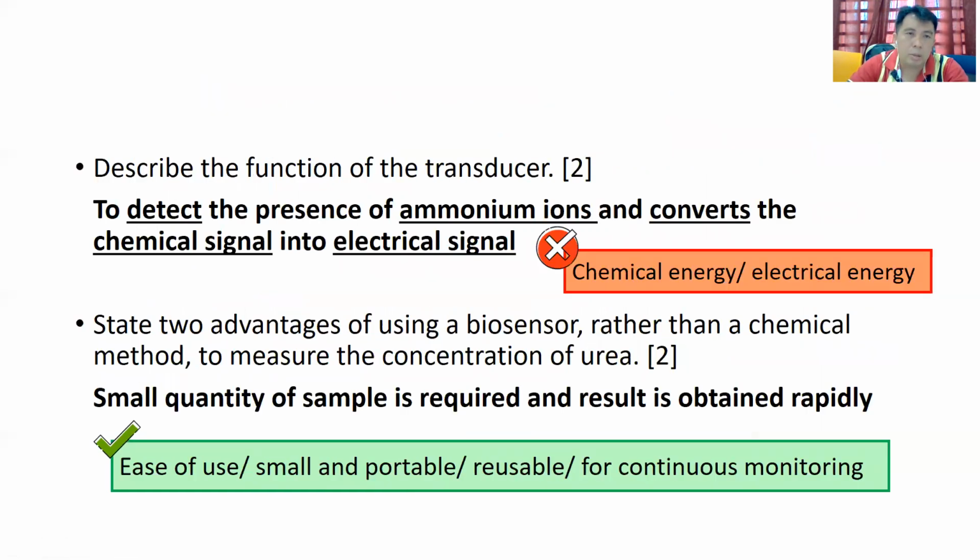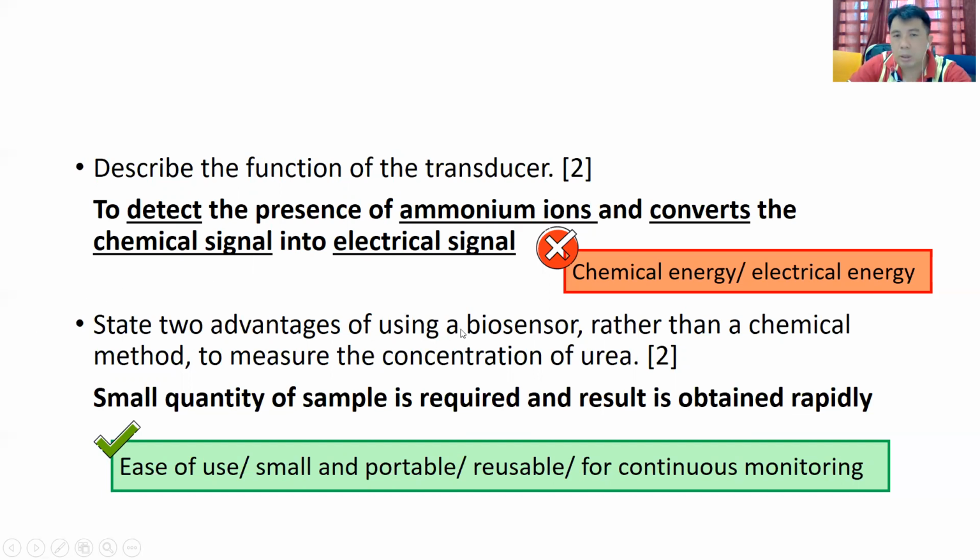Describe the function of the transducer. The function of the transducer is to detect the presence of ammonium ions and convert the chemical signal, this ammonium ion being a chemical signal, into an electrical signal. So we cannot accept chemical energy or electrical energy here. It is a signal, okay?